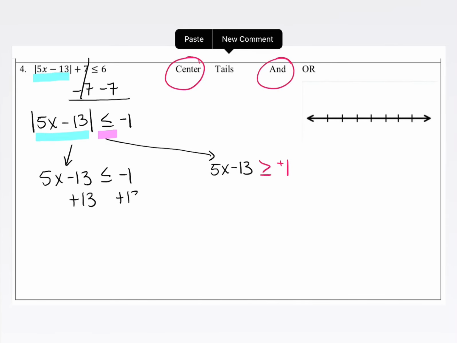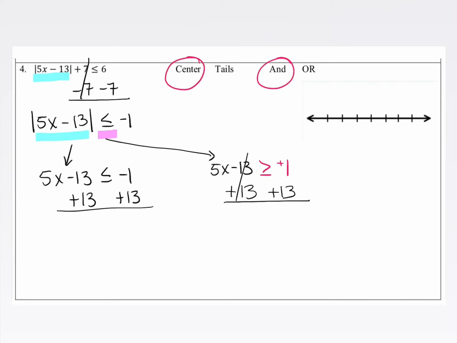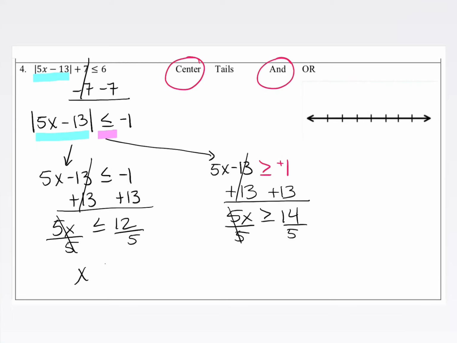Now let's go about and solve. So we're going to add 13 to both sides. -13 plus 13 are inverses, they add to 0. We have 5x is less than or equal to 12. 5x is greater than or equal to 14. Divide everything by 5. Since 5 and x are tied together with multiplication, inverse is division. So we get x is less than or equal to 12/5, and x is greater than or equal to 14/5.